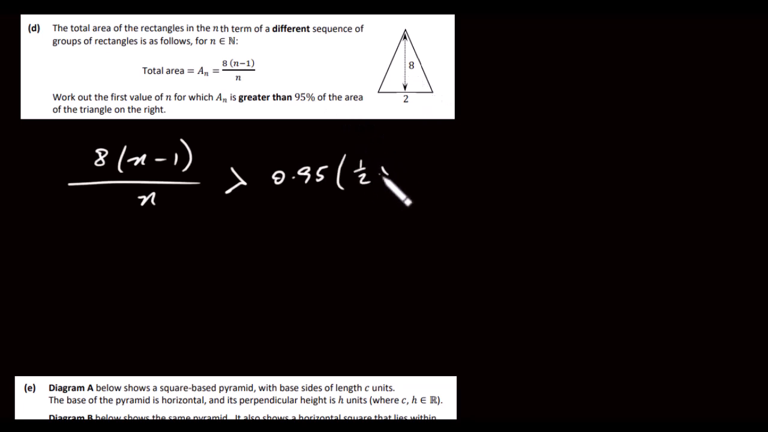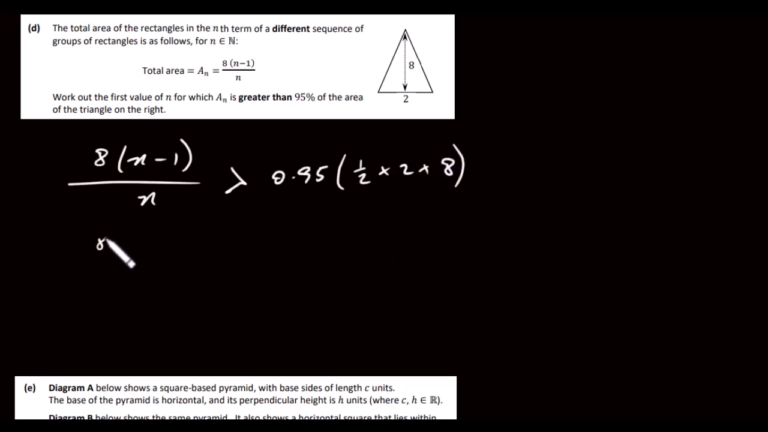Okay, next one then, different type of question, I think. The total area of the rectangles in the nth term of a different sequence of group of rectangles is as follows for n, which is natural. The total area An is equal to 8 times n minus 1 over n. Work out the first value of n for which An is greater than 95% of the area of the triangle on the right. Okay, so what we've got to do here is take our 8 times n minus 1 over n. That has to be greater than 95% of the area of the triangle on the right. The area of the triangle on the right is going to be half times 2 times 8.